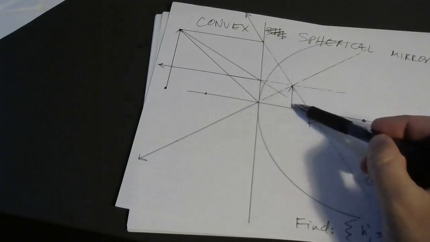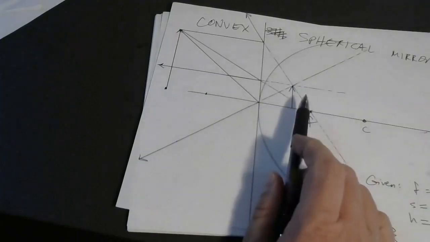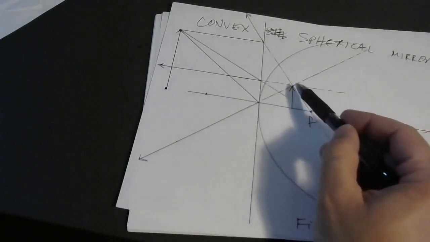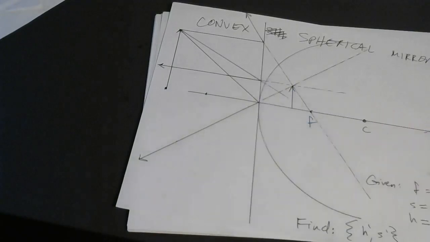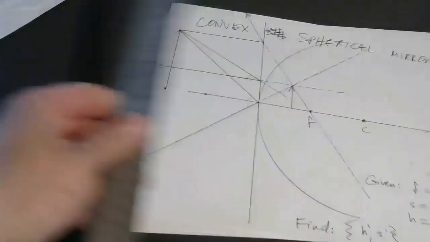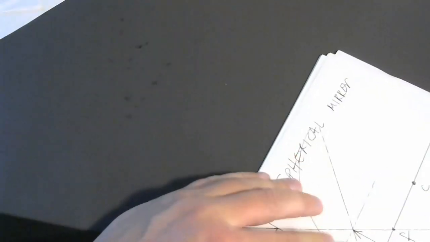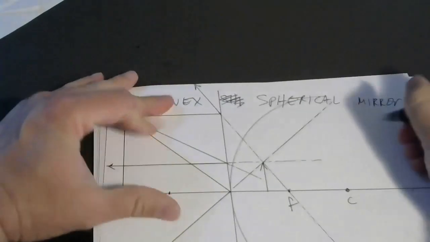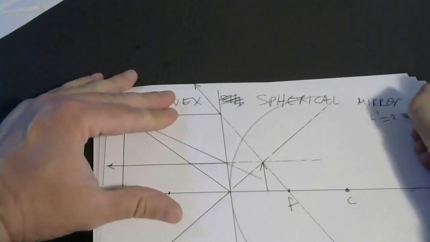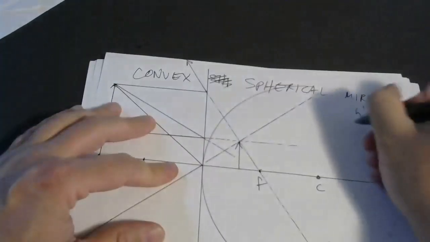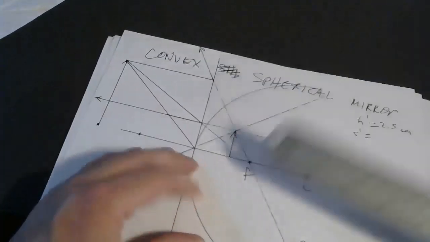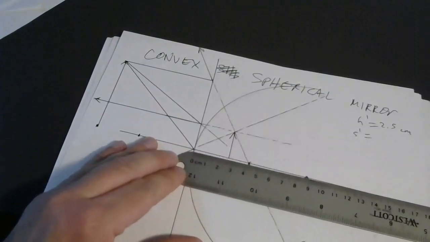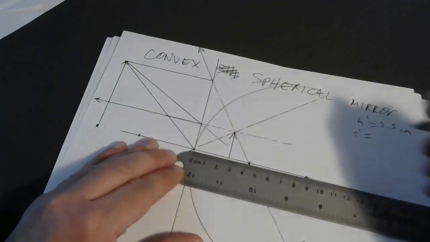But you've got a reduced image. It's upright. It's a virtual image. Of course, there are no rays actually converging here because that's behind the mirror. They just appear to be diverging from that point. That's a virtual image. Okay, according to the diagram, the height of the image is 2.5 centimeters, and the distance of that image from the mirror would be something like 2.8.